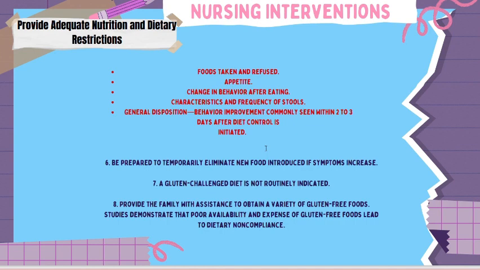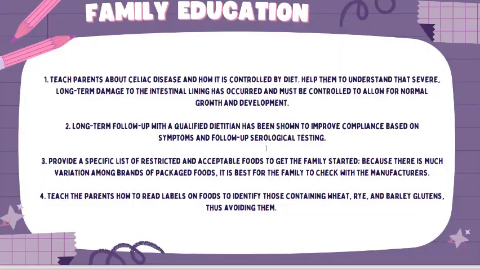So, next is the family education. Teach parents about celiac disease and how it is controlled by diet. Help them to understand that severe long-term damage to the intestinal lining has occurred and must be controlled to allow for normal growth and development.